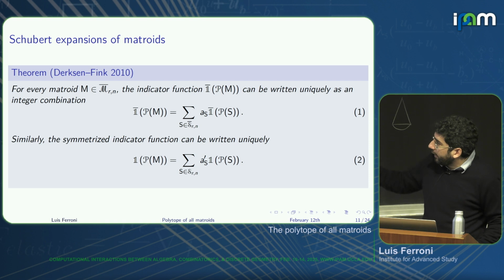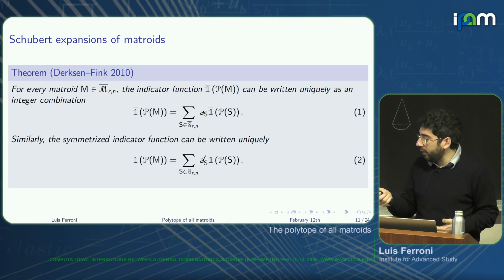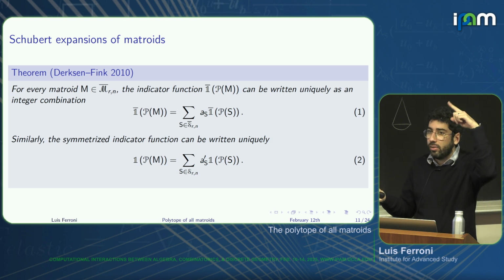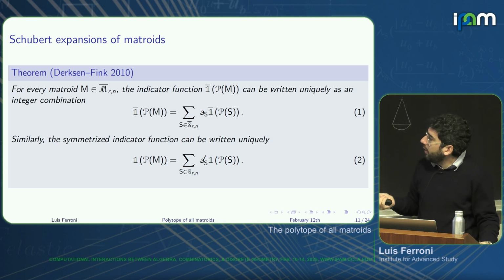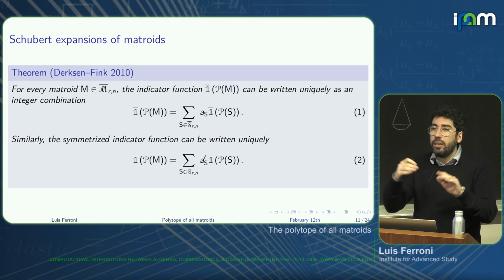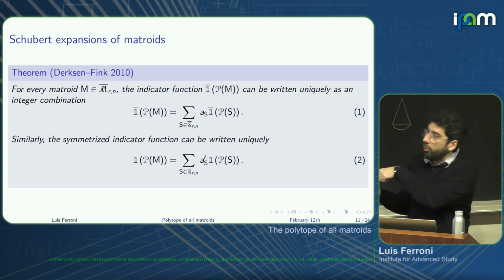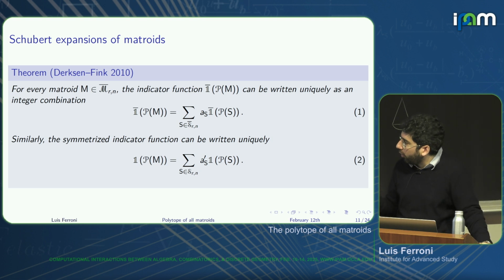And of course, you can symmetrize everything, and you will get that every symmetrized indicator function can be written uniquely as an integer combination. Notice that here, this A_S prime will be, in general, a sum of these A_S that you have on the first display. So independently of the matroid you are giving me, I will be able to find this decomposition in a unique way. And the coefficients of this decomposition are integers. This is the key result that will enable us to build the main characters of this talk.